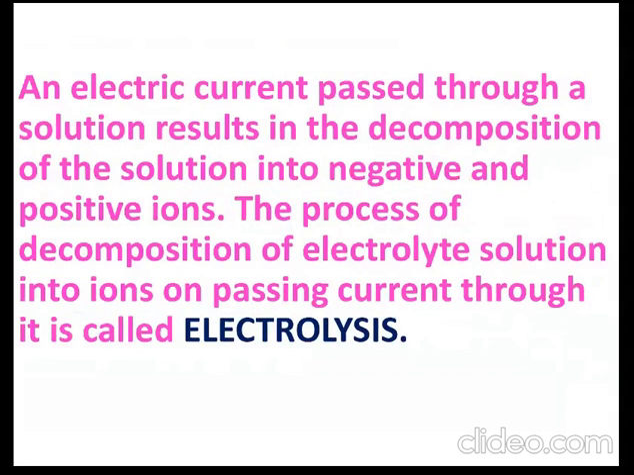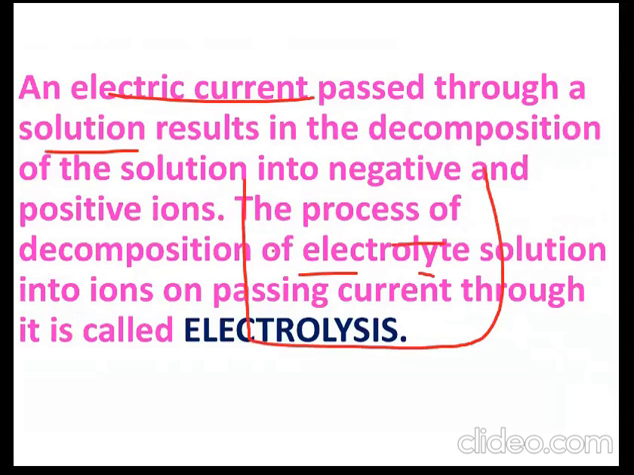Now, what happens in electrolysis? Let's see the other definition. We know that we are passing current through the solution, right? On passing current through the solution, it breaks down. The solution breaks down into positive and negative ions. For example, you are passing current through copper sulfate solution. Copper sulfate is CuSO4, right beta?